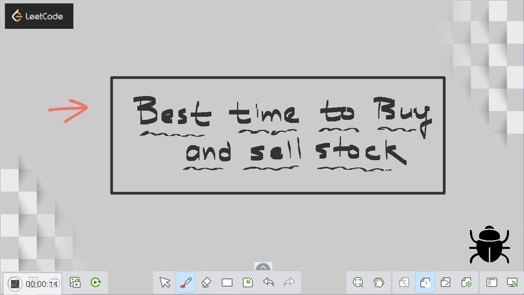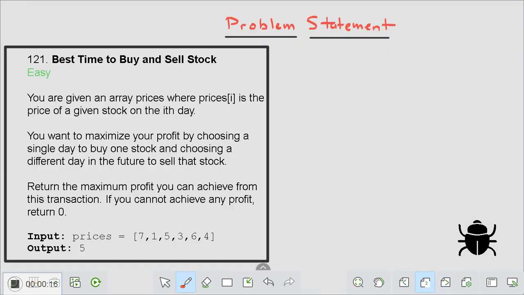So let's get started. So this is the problem statement, and it says that you are given an array prices where prices[i] is the price of a particular stock on the ith day. You want to maximize your profit by choosing a single day to buy one stock and choosing a different day in the future to sell that stock. Now return the maximum profit that you can achieve from this transaction. If you cannot achieve any profit, then return zero.